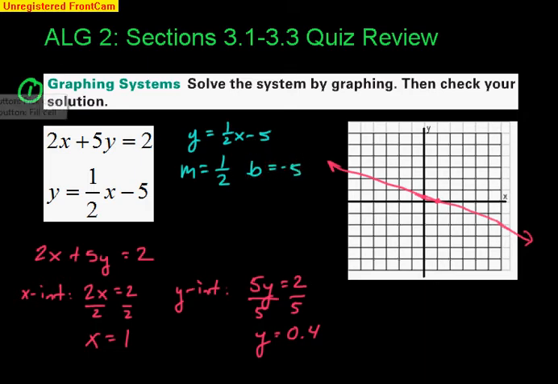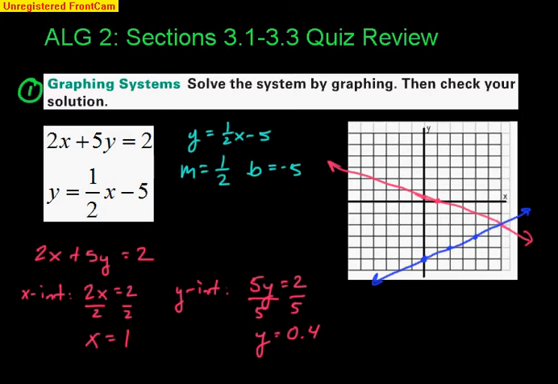What we're going to do is first graph the b on the y-axis. We're going to go down 5. 1, 2, 3, 4, 5. And now we're going to count the slope. Up 1, to the right 2. And if you want a really good picture, you can count it again. Up 1, to the right 2. And now we'll connect those dots. And there's my line. So now the question is, where do they cross?